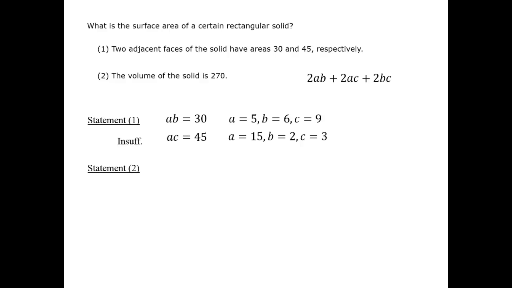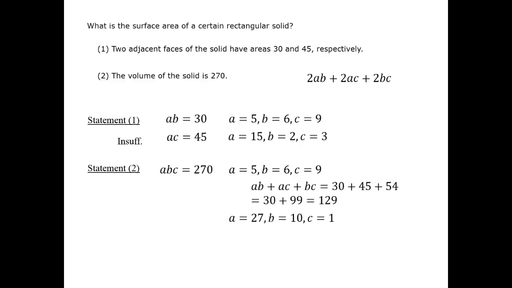Statement 2 tells us that ABC equals 270. So we could have A equals 5, B equals 6, and C equals 9 once again. Or, in another case, we could have 27, 10, and 1. In the first case, half the surface area would be 129. In the other case, it's greater than 270, so it's clearly different. Once again, we have two possibilities, and statement 2 is insufficient.